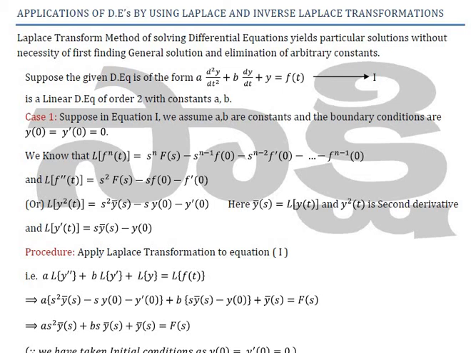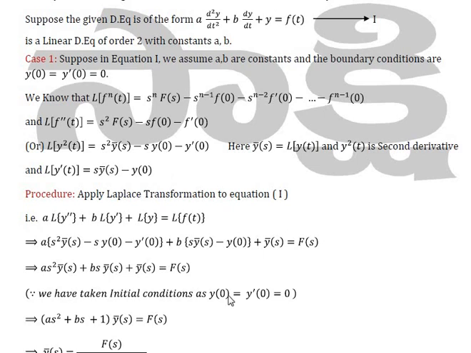So how can you solve this differential equation? For that we have to apply Laplace transformation to equation number 1. Then what will I have? a L of y'' plus b L of y' plus c L of y equal to L of f(t). L of f(t) is nothing but F(s), and you just use the formula for L of y'': s² ȳ(s) minus s y(0) minus y'(0), plus b times L of y', which is s ȳ(s) minus y(0), plus L of y, which is ȳ(s), equal to F(s).